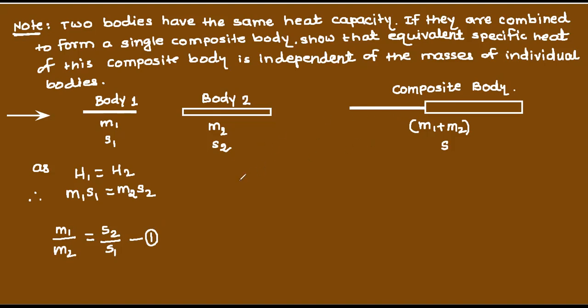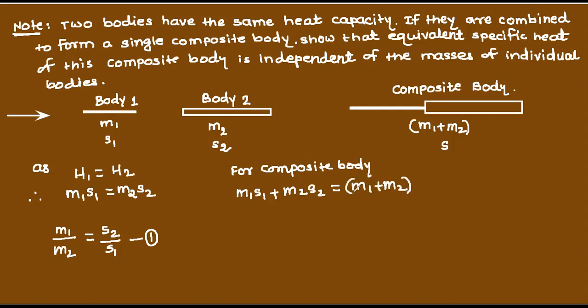Now here you see for composite body, can I write like this? M1 S1 plus M2 S2 is equal to M1 plus M2 into this specific heat. See, mass of first body, specific heat of first body. Mass of second body, specific heat of second body is going to be equal to what? Total mass into this combined specific heat. Yes or not? Already I told composite body specific heat is what?